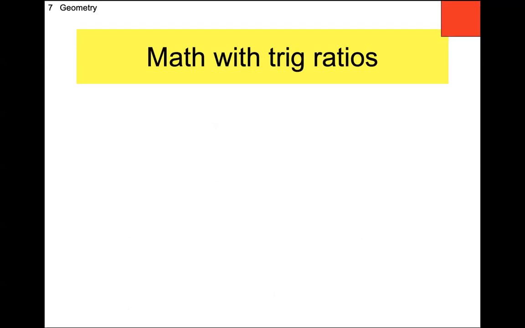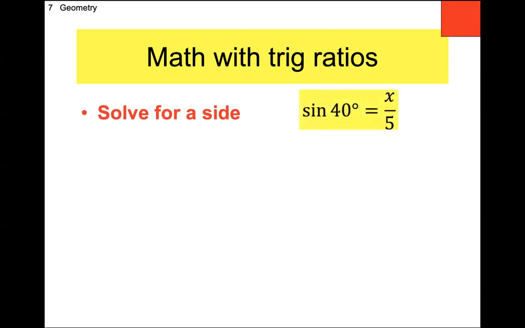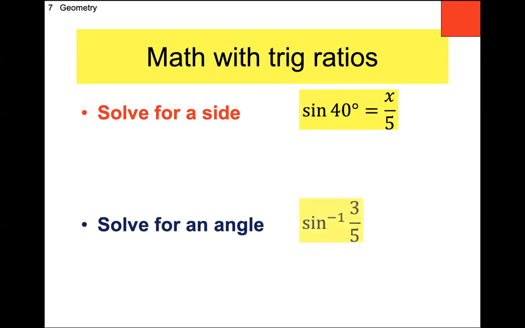All right, so now let's actually calculate something. Remember, there are 2 things that we do. One is we solve for a side, and one is we solve for an angle. So recall that when we solve for a side, the setup will look something like this. The sine of a specific angle is equal to a ratio where one of the numbers will be missing, and we assign it x. When we solve for an angle, we use the inverse function, and it will still be the same ratio. In the case of sine, it would be opposite over hypotenuse.